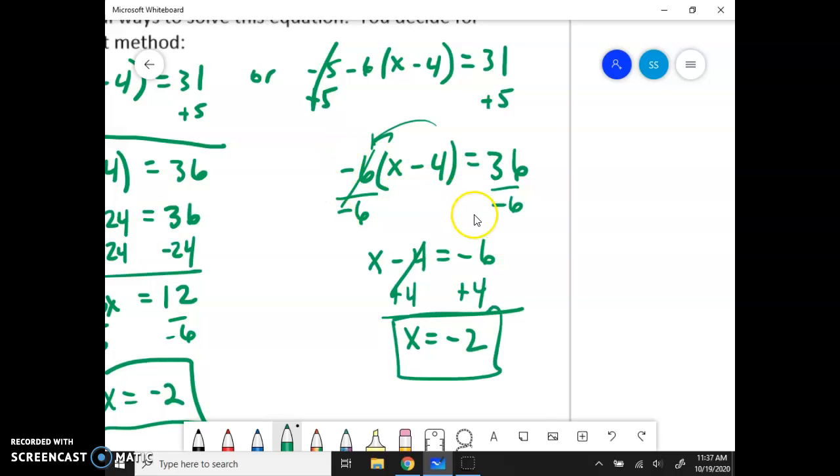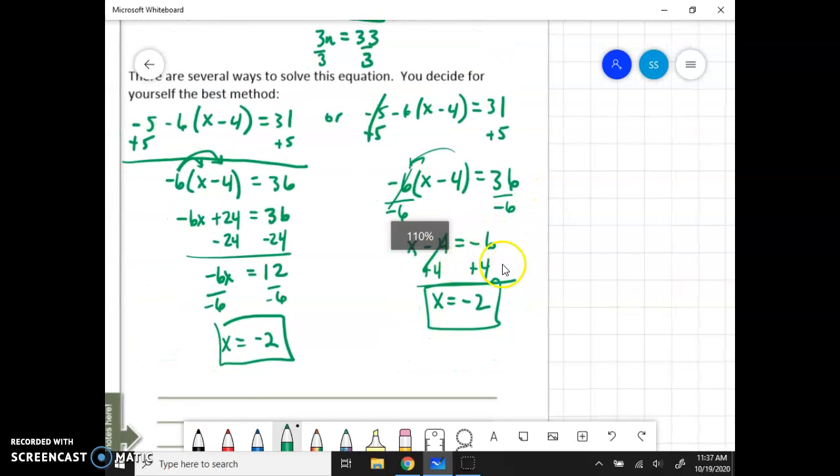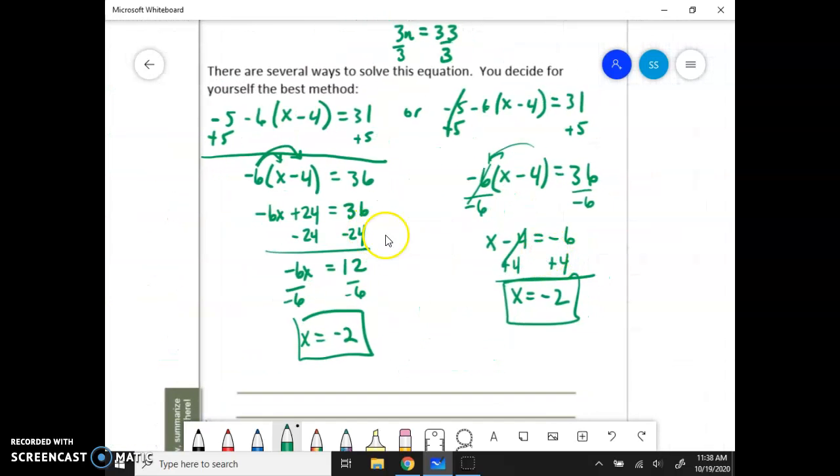Multiple ways to skin a cat, as they say. Whichever method you prefer, you can try. That is all we have for notes this week. So only 10 minutes of notes for this week. I think you're pretty lucky with that.